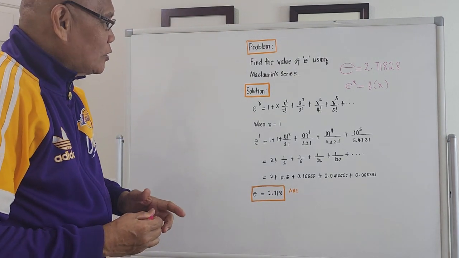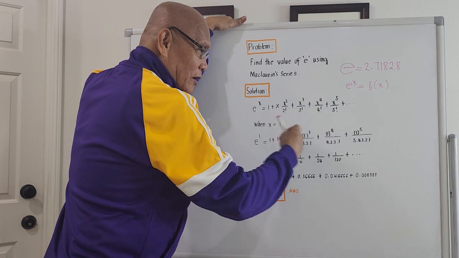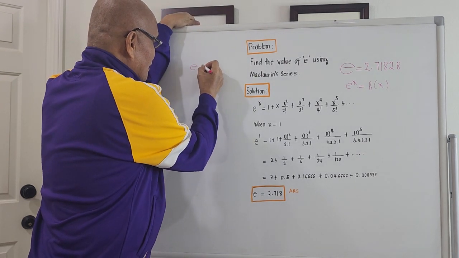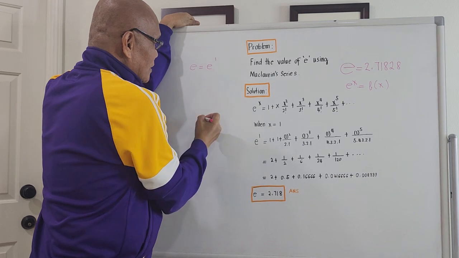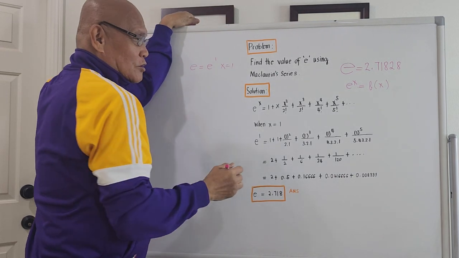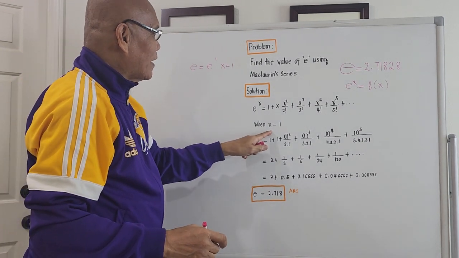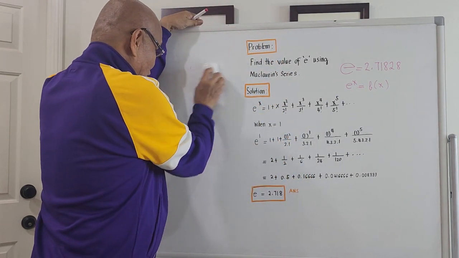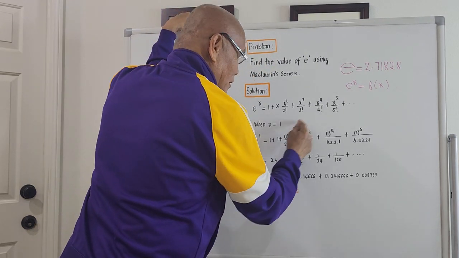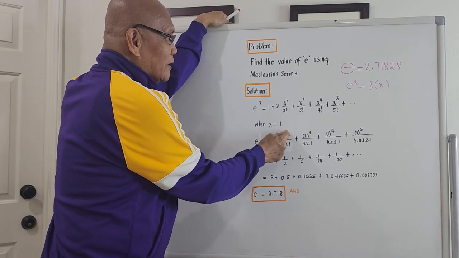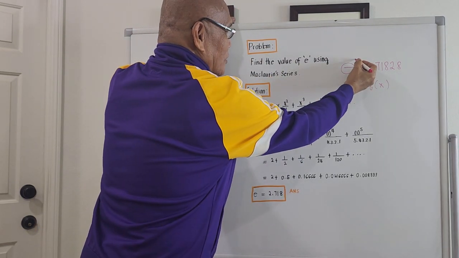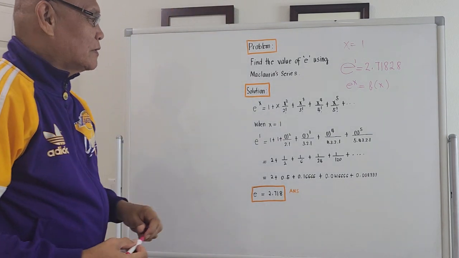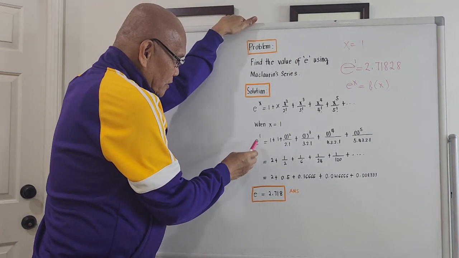Since we now know the equivalent of e to the x in terms of x on the right hand side, the problem is asking what will be the value of e. The value of e is actually equal to e raised to the first power, that is when x is equal to 1. So we just set the value of x to be equal to 1 so we could compute for e. Since the relation of e to the x by using the Maclaurin series is already given, we will just substitute x equal to 1, and that is actually e, because e is just e to the first power. So substituting values, we follow this.